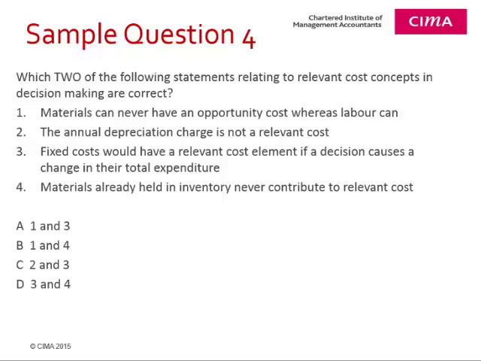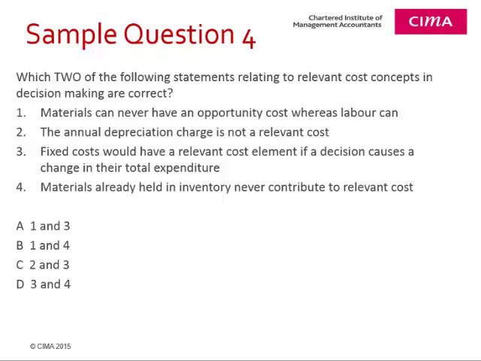Which two of the following statements relating to relevant cost concepts, and perhaps you should highlight that, in decision making are correct? One: materials can never have an opportunity cost where labor can. Two: the annual depreciation charge is not a relevant cost. Three: fixed costs would have a relevant cost element if a decision causes a change in their total expenditure. Four: materials already held in inventory never contribute to relevant cost.